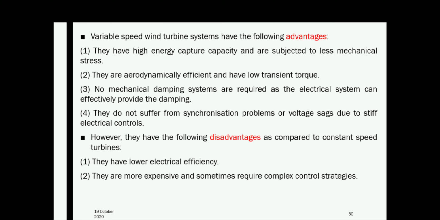Compared with the constant speed wind turbines, they have the following disadvantages: they have lower electrical efficiency. Aerodynamic efficiency is less in the constant speed turbine, but here there is lower electrical efficiency, and they are more expensive and sometimes require complex control strategies in order to tap the maximum power. We need a control strategy, and also we cannot fix the voltage and frequency levels. We need more complex control strategies.